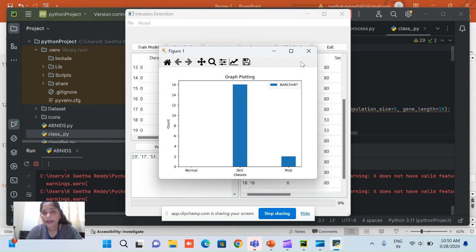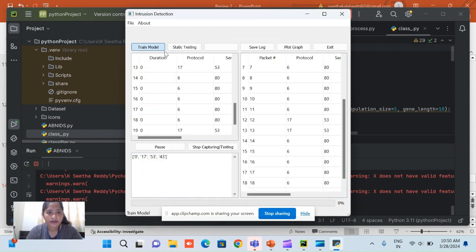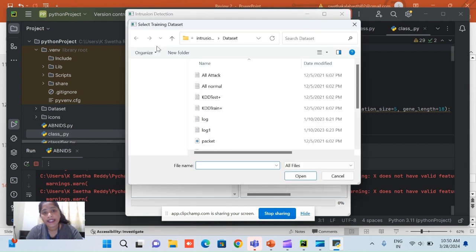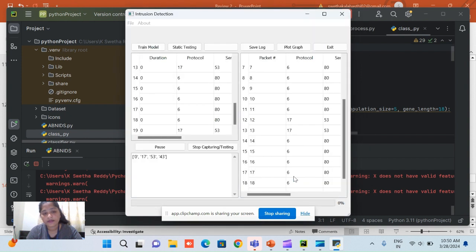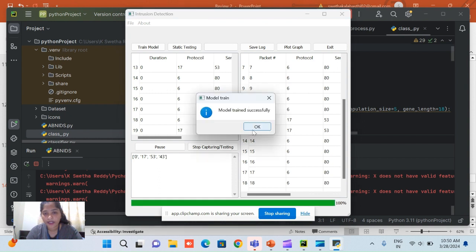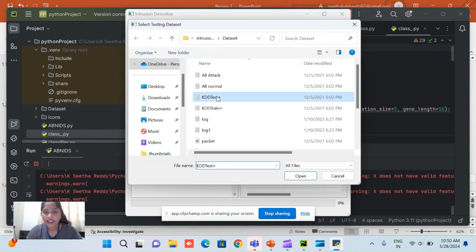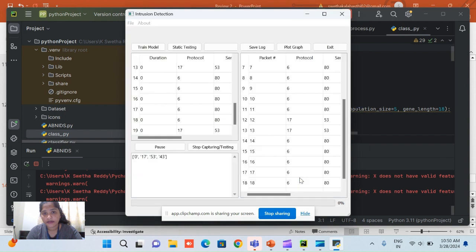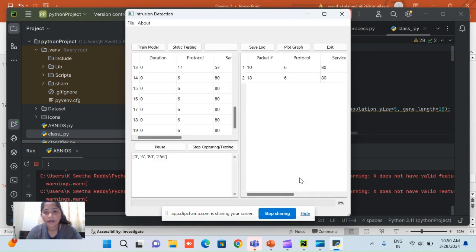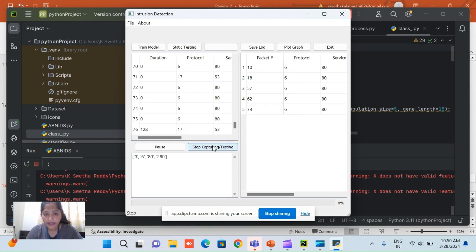Okay. Now again, train model, KDD test. Again open. Again KDD test. The model trained successfully, right? Now again, static testing. Again KDD test, open. You can see the values are coming right now. We will stop capturing and again plot the graph.